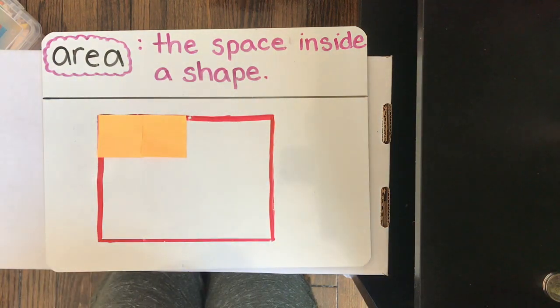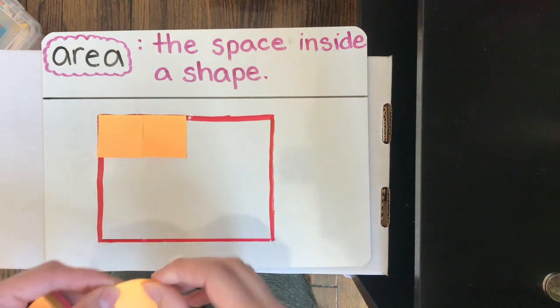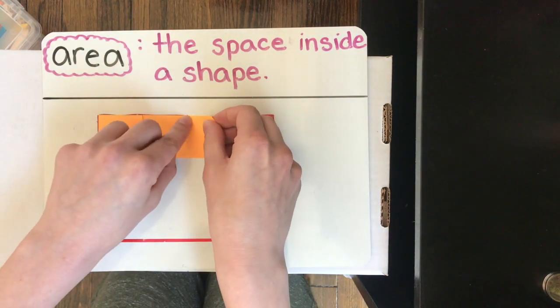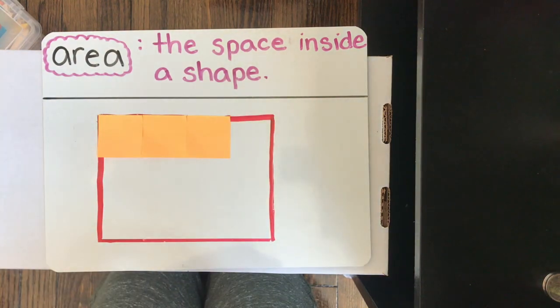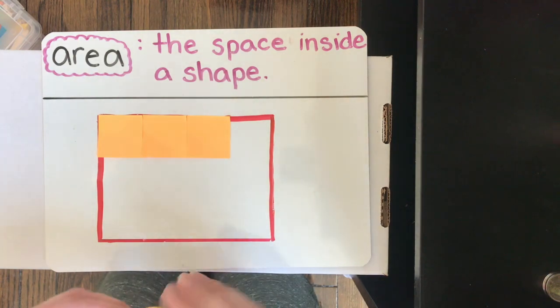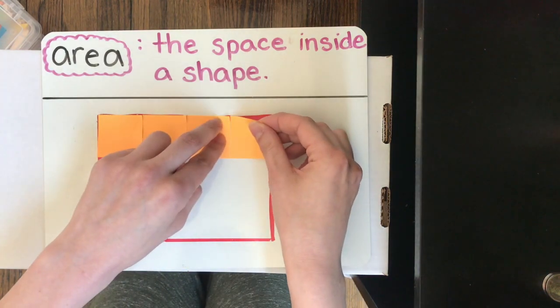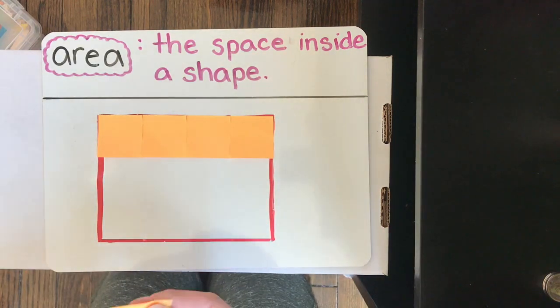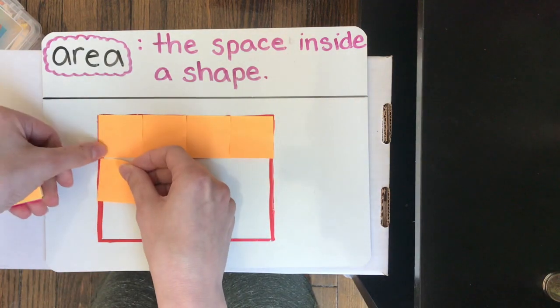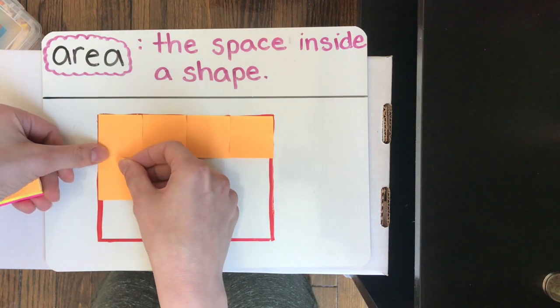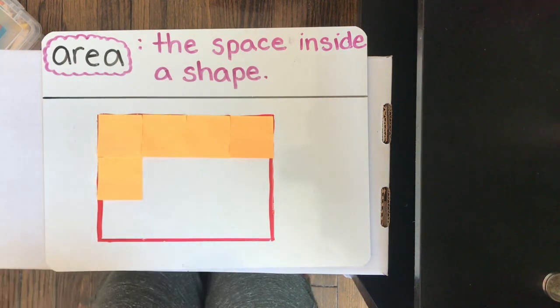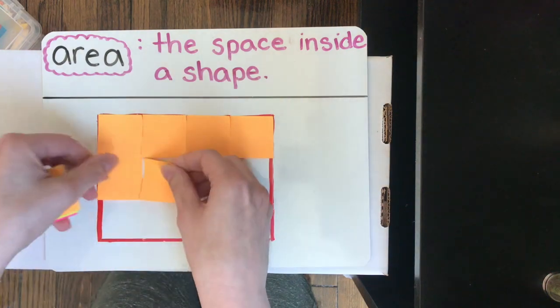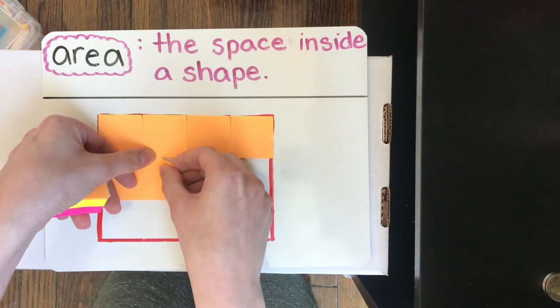Maybe you think there's going to be 10. Maybe you think there's going to be 14. Maybe you think there's only going to be 8. If you want to change your guess or your estimate as we go along, you can do that. So right now that's 5. And you can see I'm being very careful.